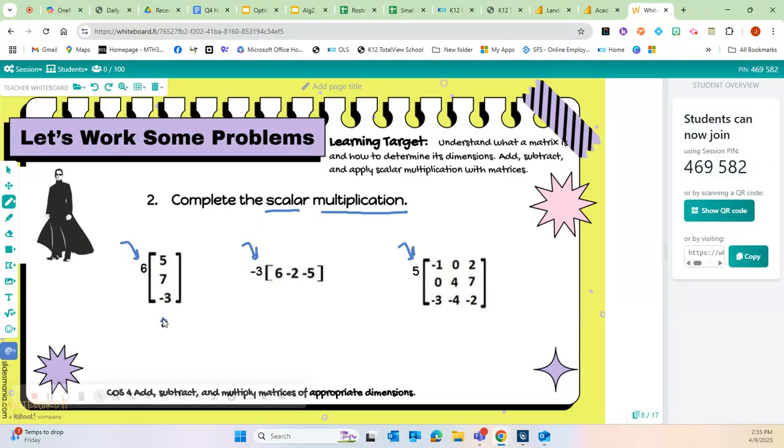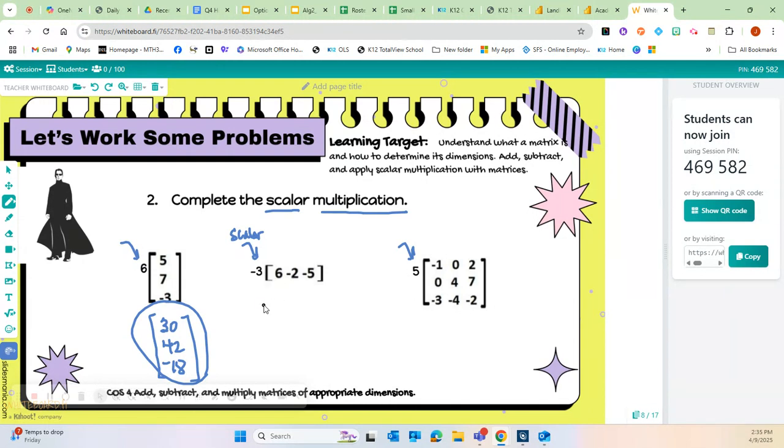So 6 times 5 is 30. 6 times 7 is 42. 6 times negative 3 is negative 18. And then you would put the bracket back on your answer. So that would be your answer. In the second example, everything in our matrix gets multiplied by the scalar negative 3. This outside number is called a scalar.